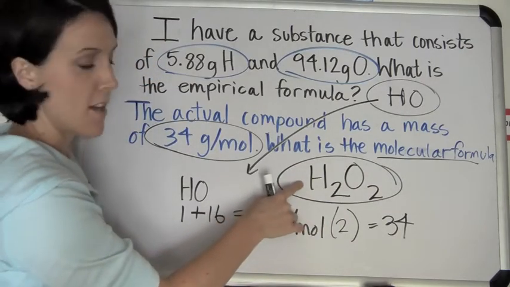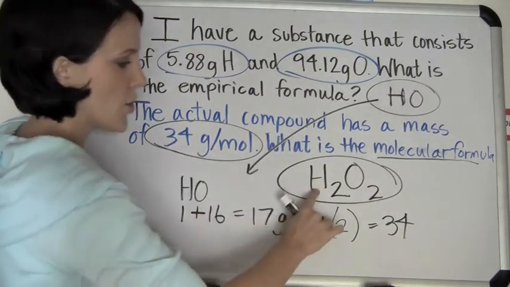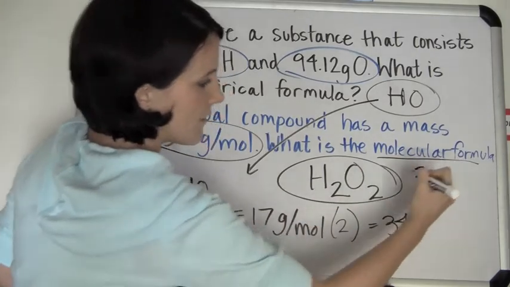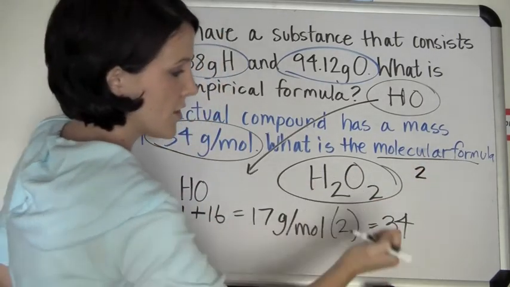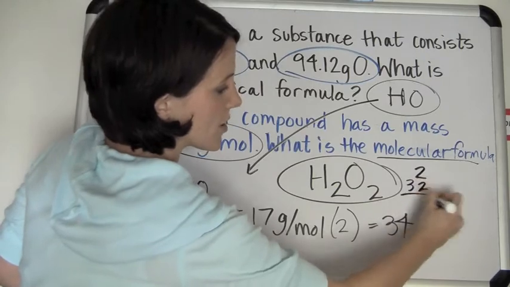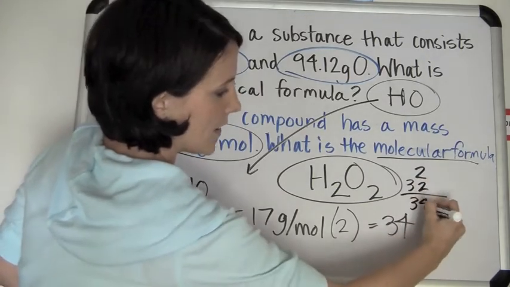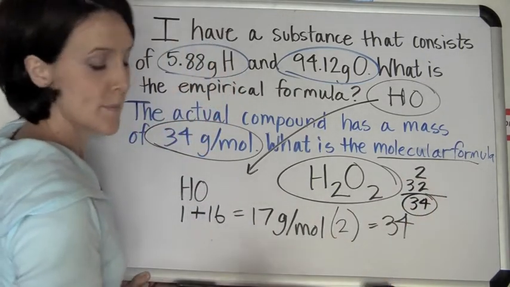Let's just prove to ourselves that it has this mass. 2 hydrogens, a value of 2. 2 oxygens, a value of 32. Add those up, and you get 34.